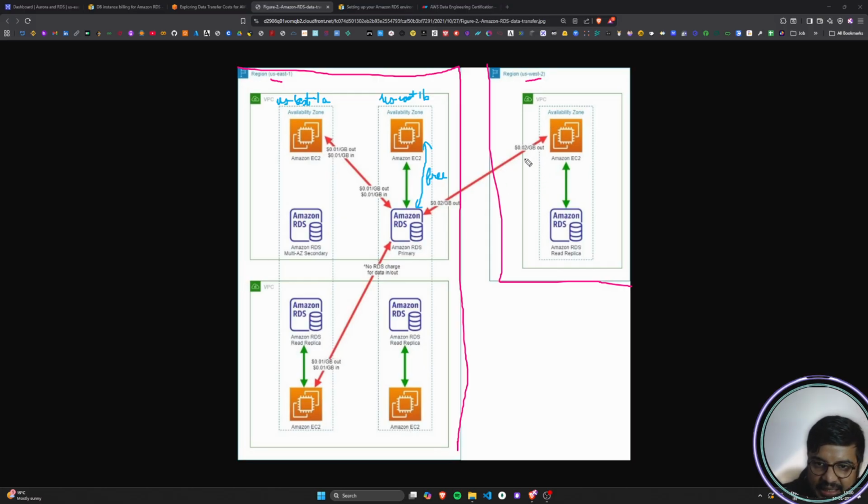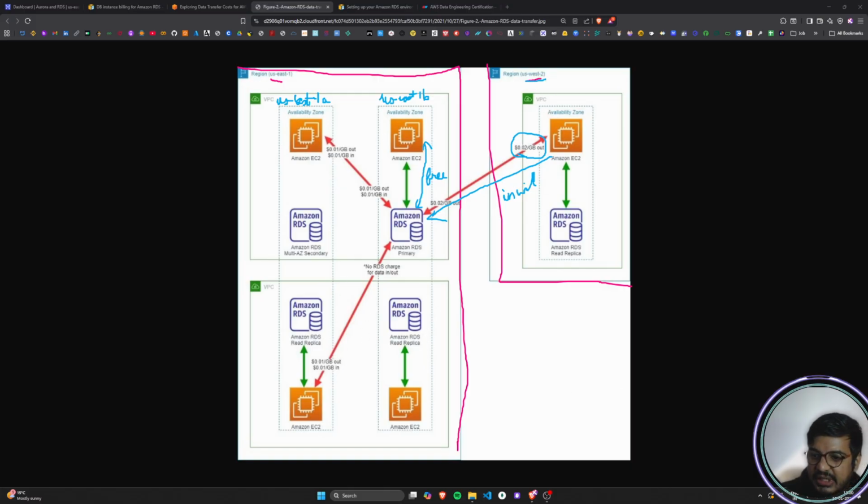if I'm doing it from a different region, I will be charged $0.02 for my outbound traffic. For my inbound, I will not be charged, so in will be free. Meaning from this EC2, if I'm writing to my Amazon RDS, I will not be charged anything. But if I'm reading from this RDS to this EC2, I will be charged $0.02 per GB if I'm reading the data from this RDS in a different region.